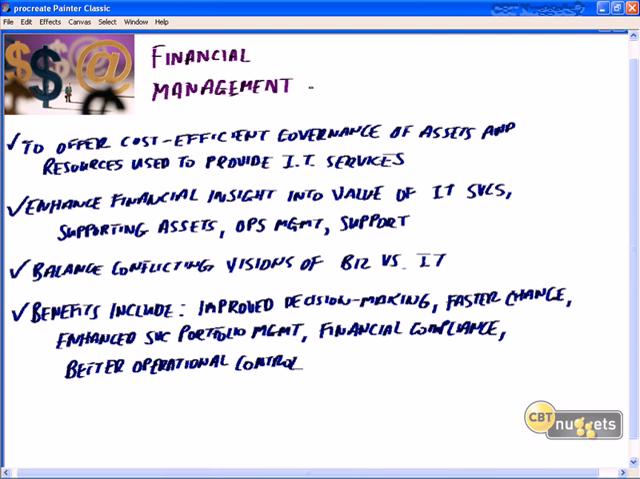We talked about making investments in our portfolio of services, and of course, aligned very closely with that is financial management. We want to make sure that we're offering a cost-efficient, cost-effective overall governance and control management process of our assets and our resources that we're using to provide our IT services. We also want to make sure that part of this process is to enhance our financial insight, our vision, having an excellent grasp of the value of our IT services to the customer, also the value of the supporting assets, operations management, and support.